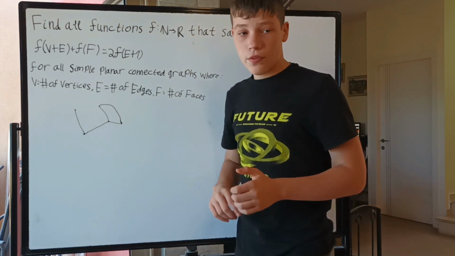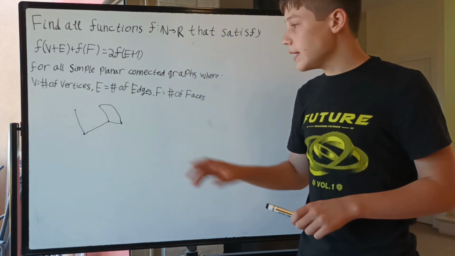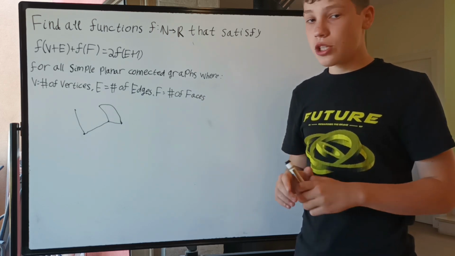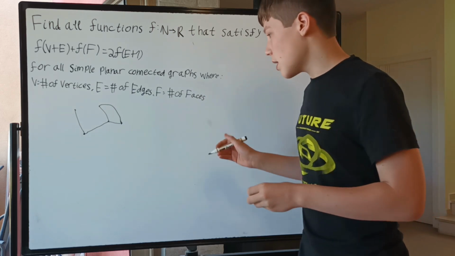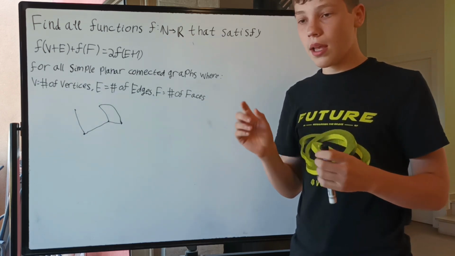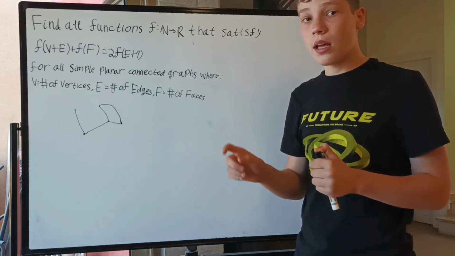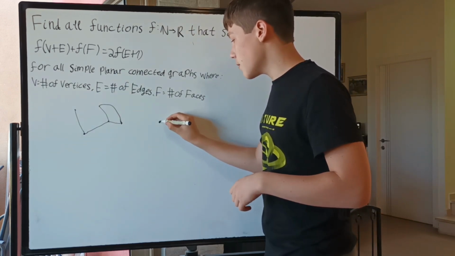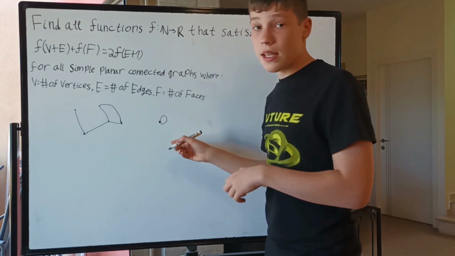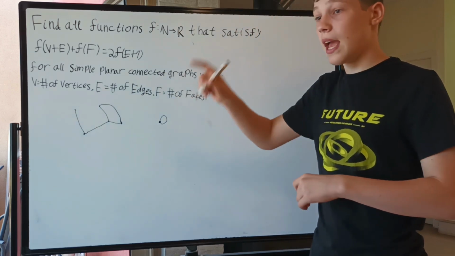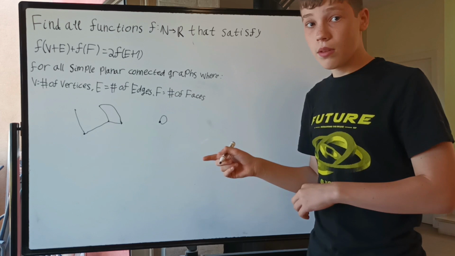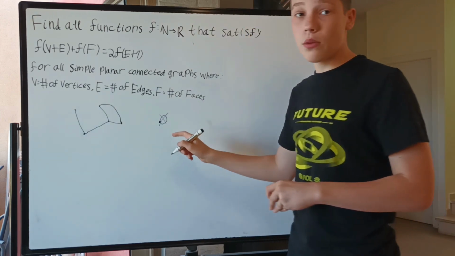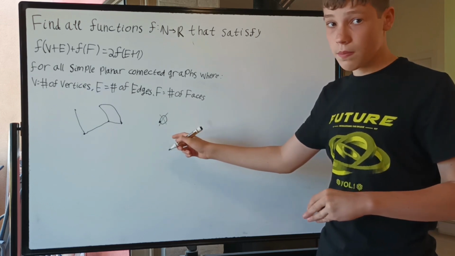A simple graph is a graph where any two points in the graph have at most one edge connecting between them, and no edge connects a point to itself. So if this is a point, this technically is a graph, an edge from one point to itself, but this is not allowed because this is not simple.